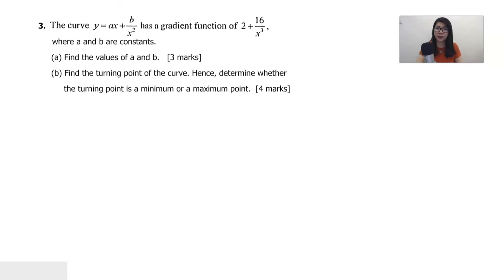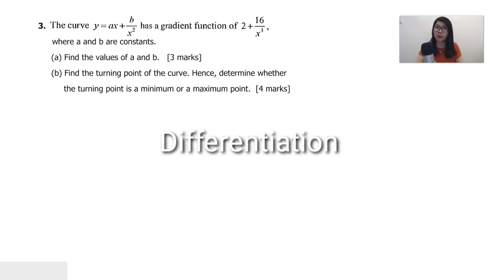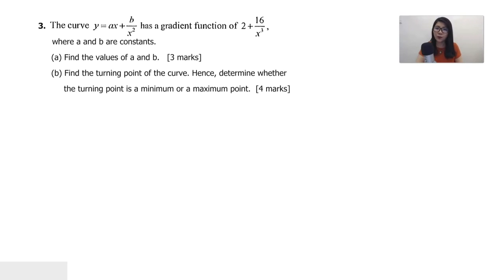Now let's look at question number 3. This chapter is under differentiation. The curve y equals ax plus b over x squared has a gradient function of 2 plus 16 over x cubed, where a and b are constants. Find the values of a and b, 3 marks. And b, find the turning point of the curve. The turning point means we're going to use dy/dx equals 0. Hence determine whether the turning point is a minimum or a maximum point.